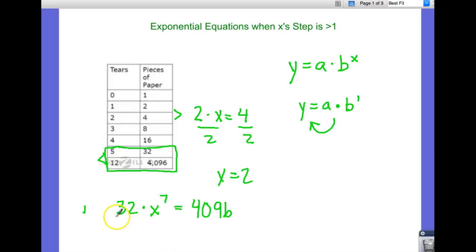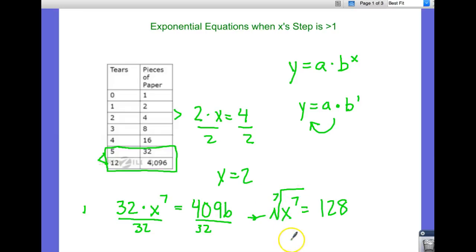Okay, so how do I solve this? I want to first divide by 32 on both sides, and that is 128. So I have x to the 7th is 128. And then to undo an exponent, I need to take the 7th root. So this is asking, what times itself 7 times is x to the 7th? Clearly that's x. I need to take the 7th root of both sides.